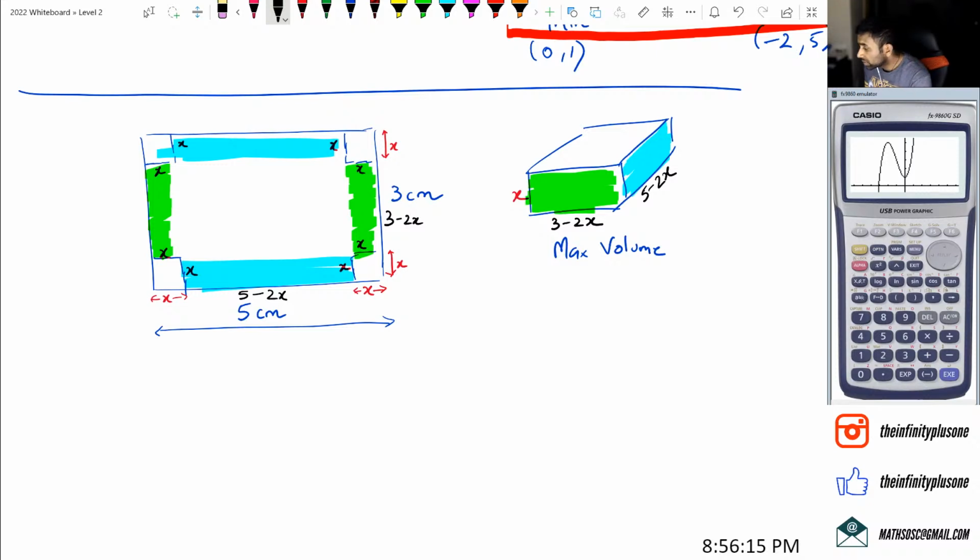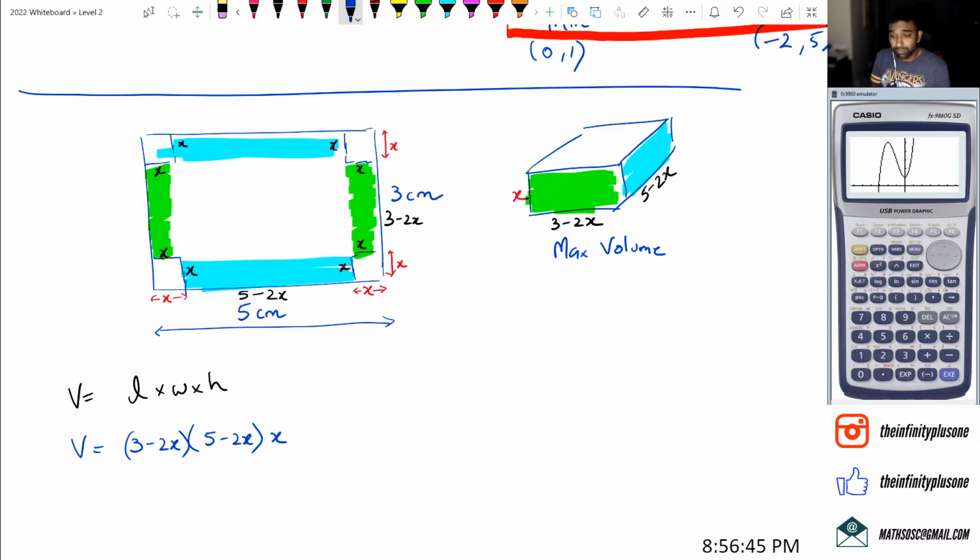Ladies and gentlemen, what you've done here is you've actually created length, width, and height. So we can actually say volume, or call it whatever you want, like base times height times length, doesn't matter. But what I'm going to put down, and again, it doesn't matter which order you put it in, is 3 minus 2x, 5 minus 2x multiplied by x.